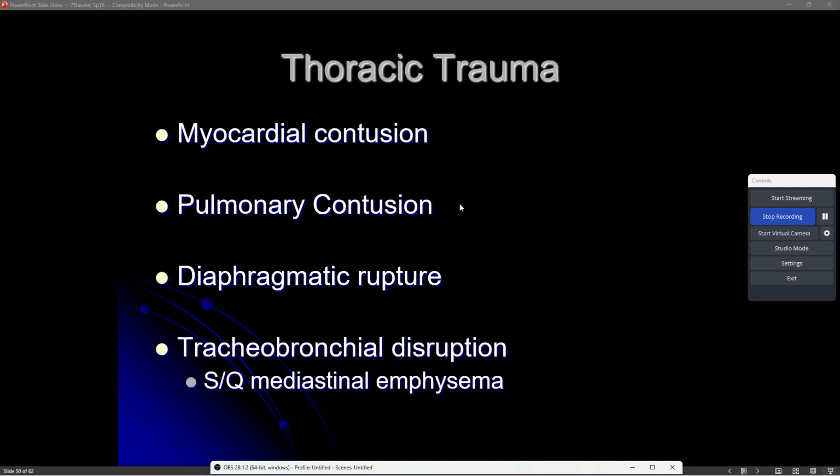Thoracic trauma, we have the myocardial contusion, pulmonary contusion, diaphragmatic rupture, and tracheobronchial disruption. Okay. Essentially what we have here is an outside force has acted on the lungs or the heart, has caused tissue damage, and that tissue damage has impaired our ability either to pump blood forward, increase cardiac output, or to pump oxygen into the body and to utilize that.